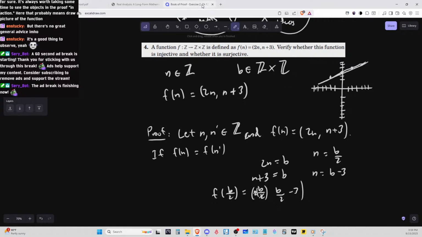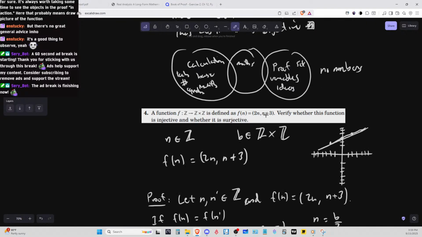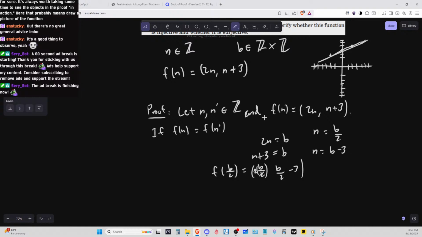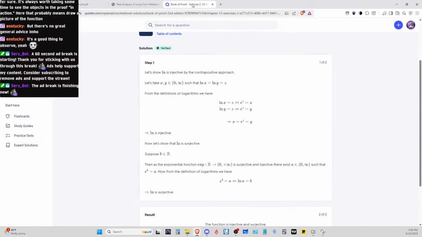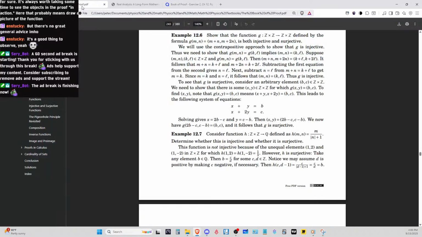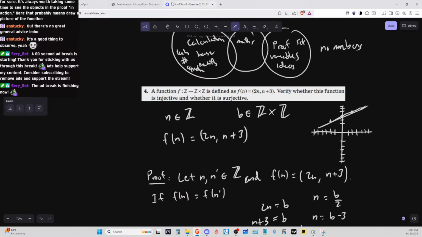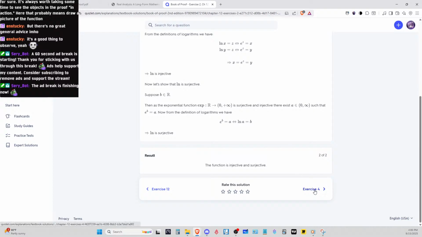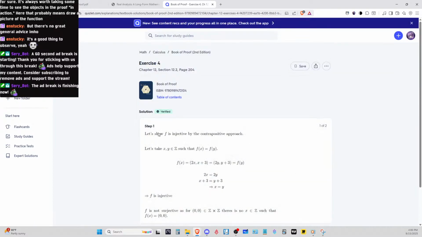Let's see, I feel like I'm doing it the way I didn't do this one, but at the same time I'm probably not writing it correctly, the way they probably expect me to write it. So this one is number 4, right? Yeah, this is number 4. Let's see what they did for exercise 4. Hopefully it's the right one.